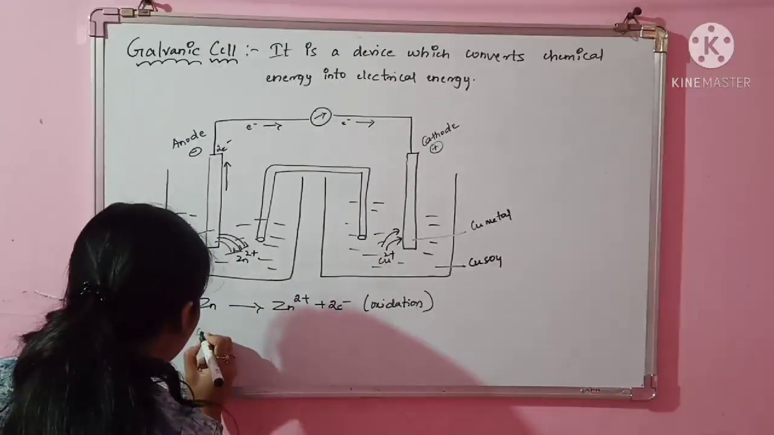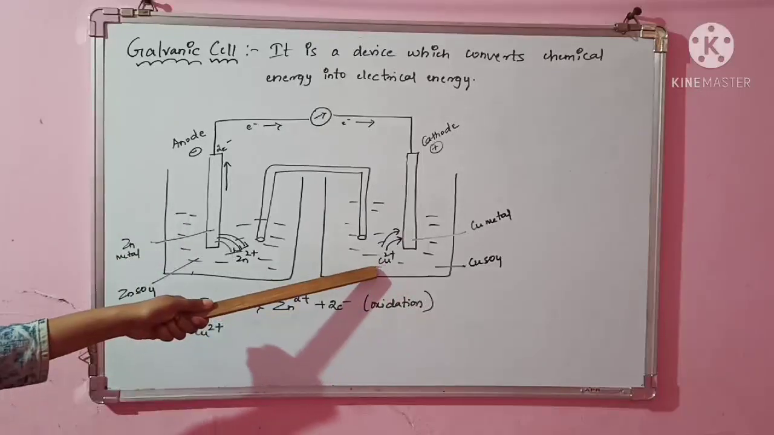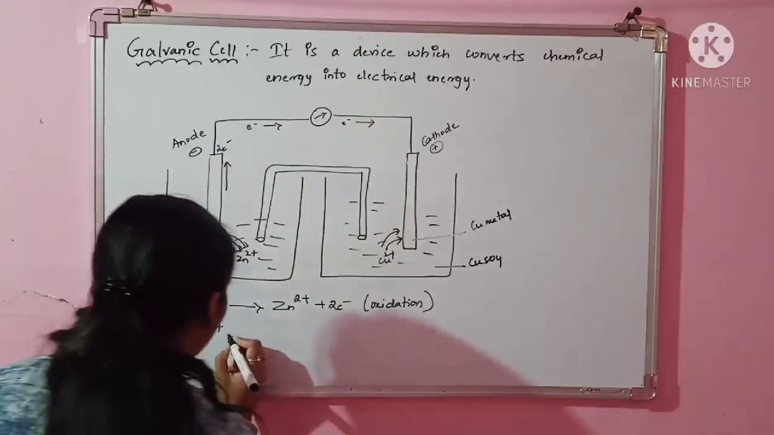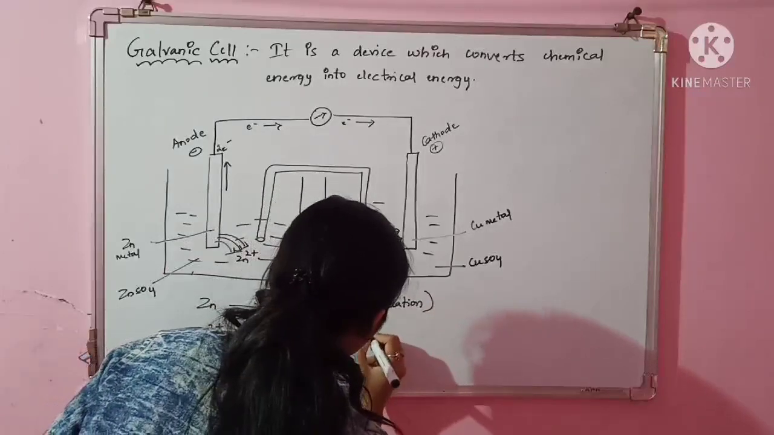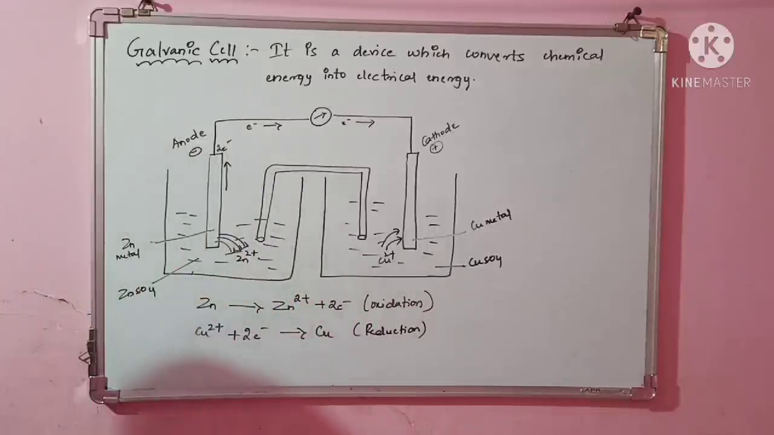So what can I write? This Cu2+ in the solution will take these 2 electrons which are given by the zinc metal, and it will form Cu. It undergoes reduction. Why reduction? Because reduction means gain of electrons. So it is gaining the electrons. Okay, this much is clear.